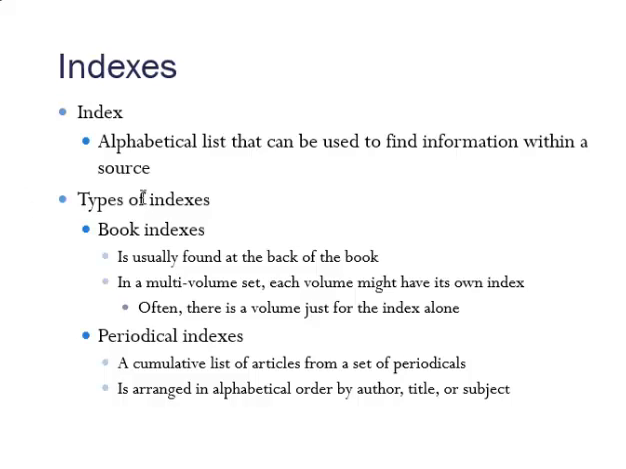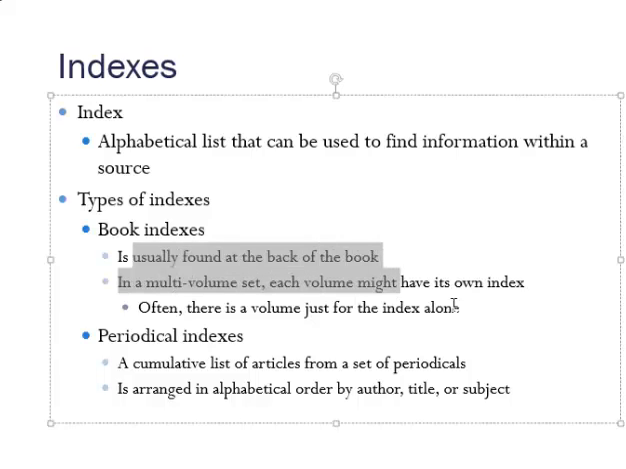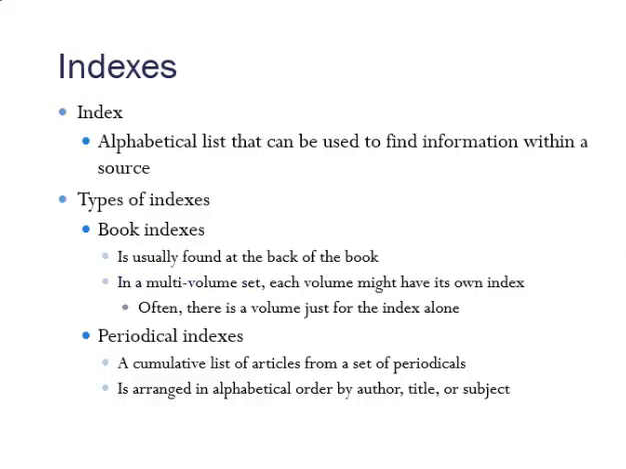Indexes, which are relevant to help find information, are alphabetical lists that can find information within a source. Indexes very often appear in the back of books or encyclopedias or whatever it is. You have book indexes that are in the back of the book, and in a multi-volume set, like an encyclopedia or a big book on a particular subject, you may have an index for each volume, or you can have an entire volume just as an index for that subject, or one index that applies to the entire volume. In other words, you could have any of these things.